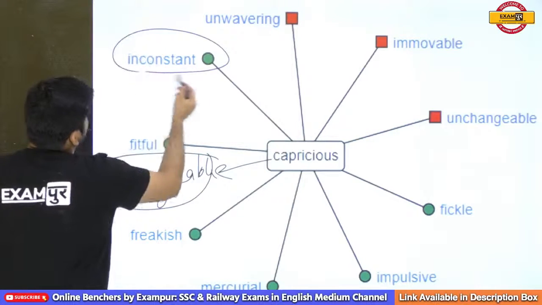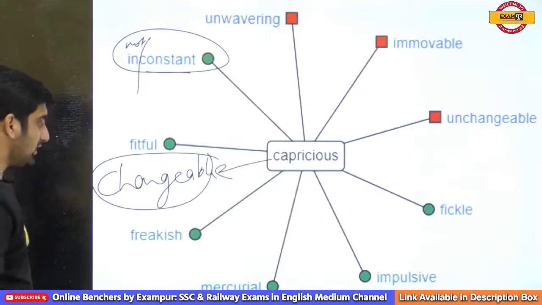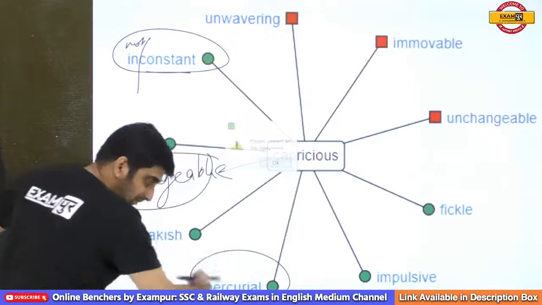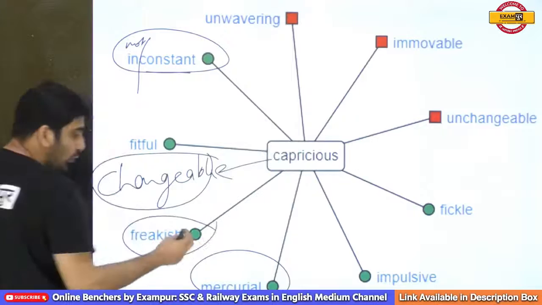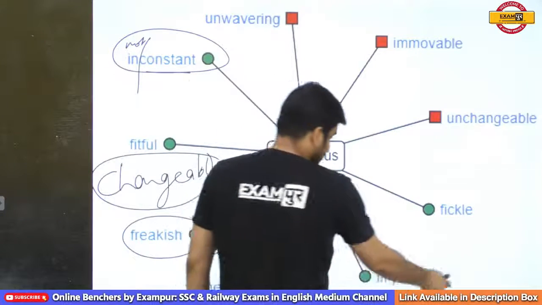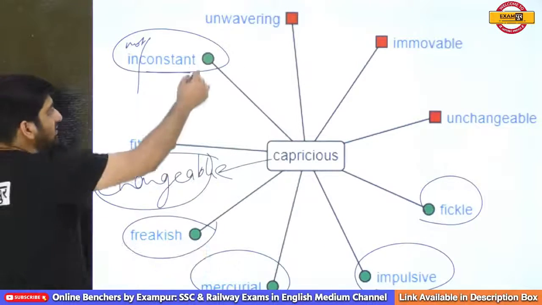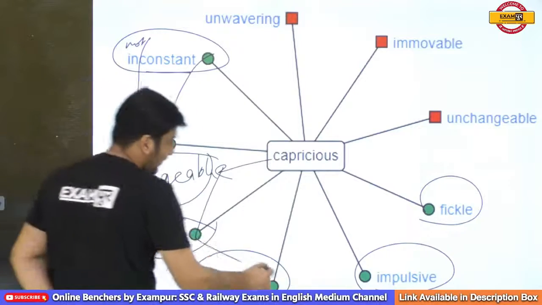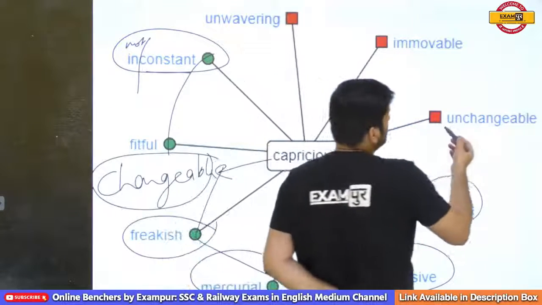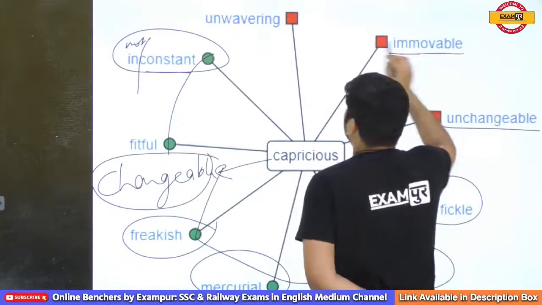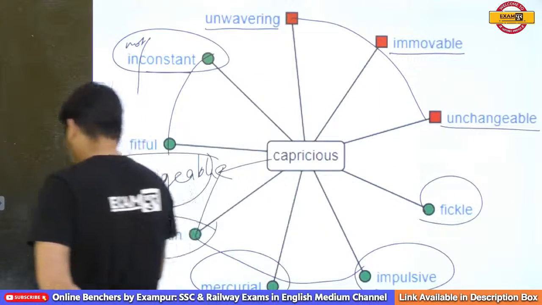Changeable means something that is inconstant, that is not constant, and mercurial means ever changing. Freakish is something that quickly changes, impulsive. Fickle. These are the words which are synonyms and all belong to the same meaning, which is changing rapidly. The antonyms will be unchangeable, immovable and unwavering. So these three are antonyms and these are synonyms.